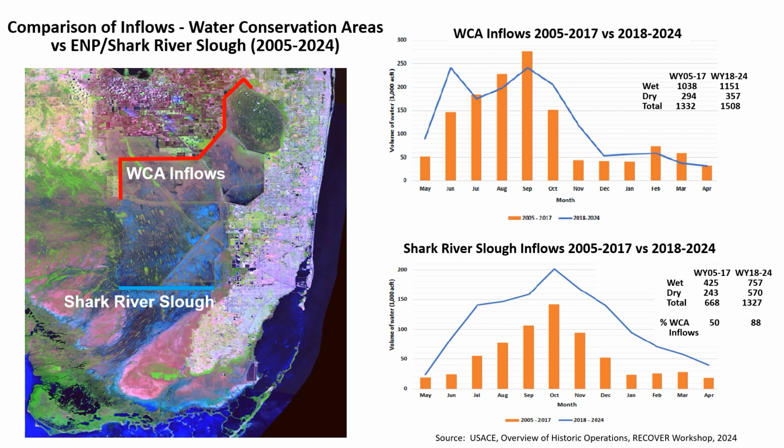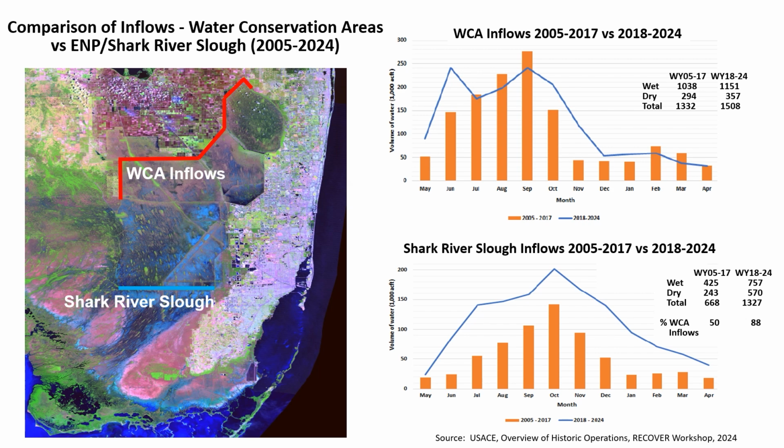For the inflows to the water conservation areas, the 2005 to 2017 base period and the 2018 to 2024 reporting period, the upper graph, have similar patterns, but with higher flows in May and June at the start of the wet season for the 2018 to 2024 period. Overall, the 2018 to 2024 period shows higher flows for the transitional months at the beginning and end of the wet season, likely reflecting rainfall differences.